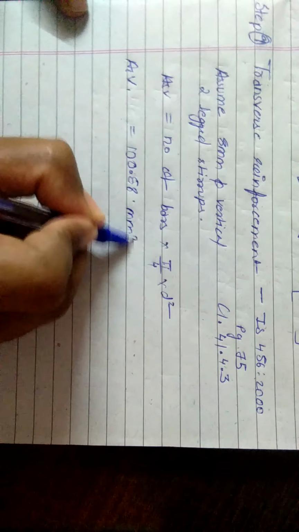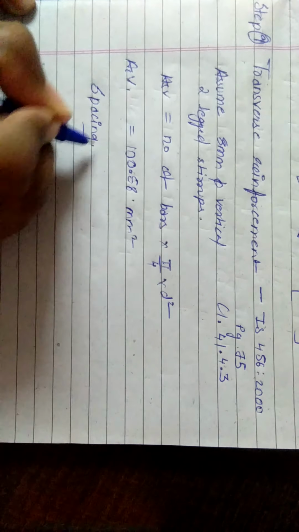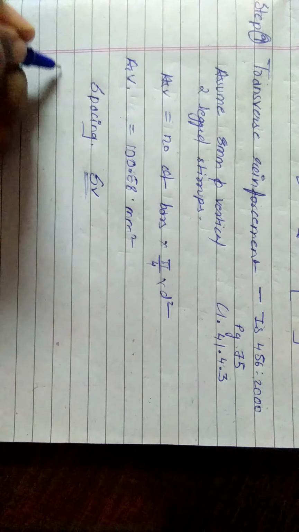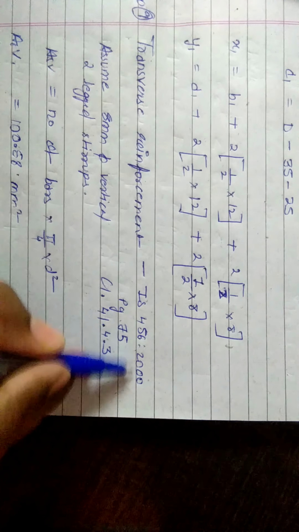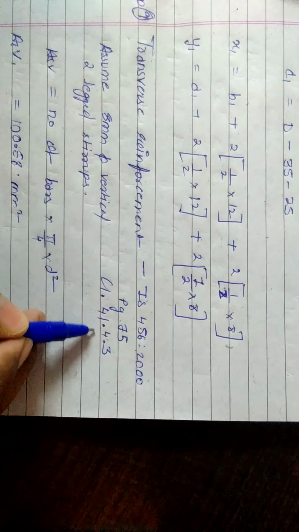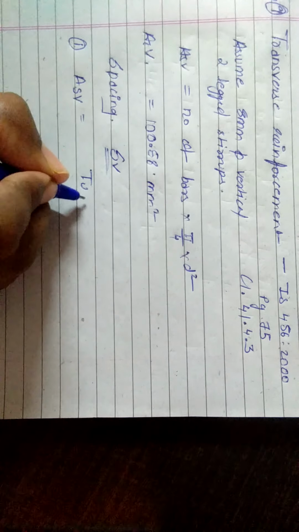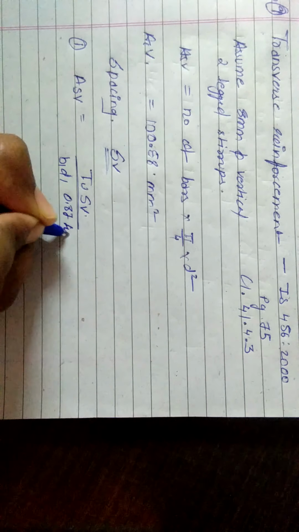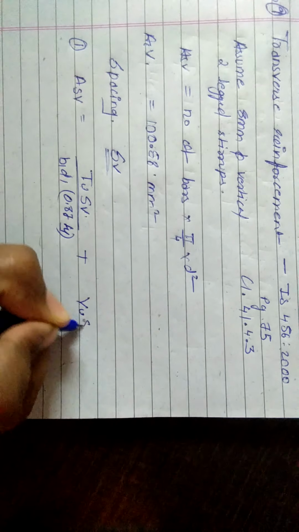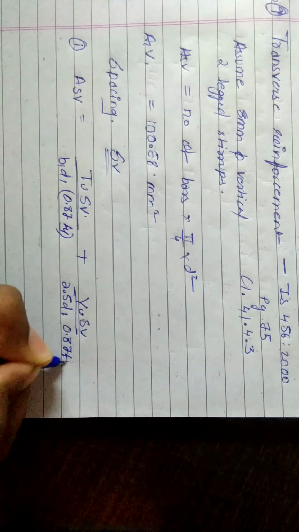Now we get the value of ASV, that is in mm square. Now lastly, that is the spacing. Okay, it is denoted by SV. There are three things. Now for the spacing, see IS 456 2000, page number 75, clause number 41.4.3. Okay, in that you will get ASV is equal to TU SV divided by B1 D1 0.87 Fy, okay, plus VU SV divided by 2.5 D1 0.87 Fy.